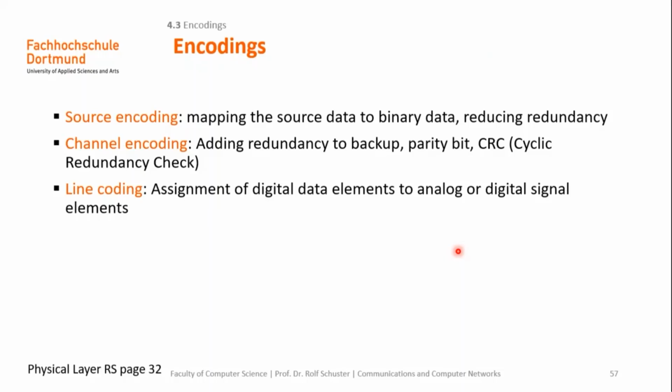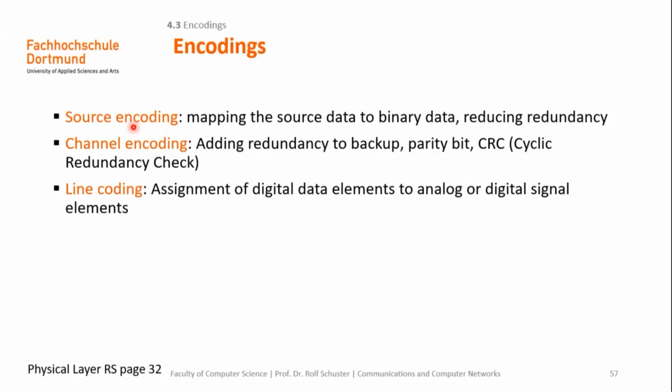In order to transmit the information over the media, the transmission media, we need to encode the information. And then we need to remember that there are different levels of encoding. For instance, the source code encoding, when we map the source data to binary data, reducing redundancy prior to transmitting the information across the network.